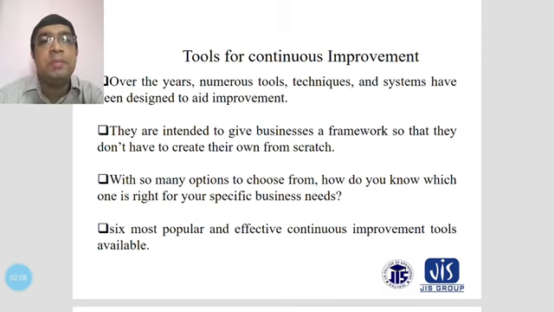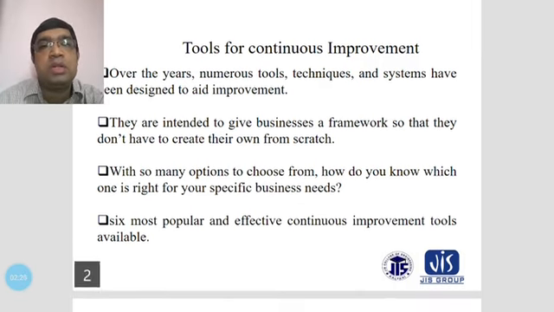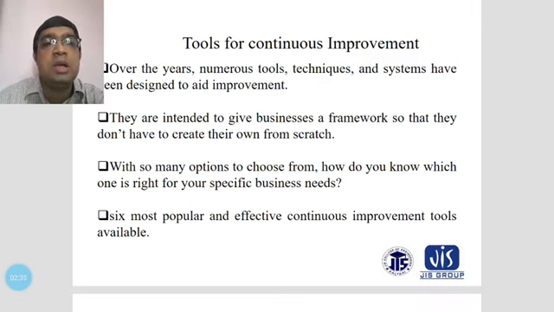Basically, you have to concentrate on your business and on improving your product quality, that is, the improvement of your business. Then you require the right information about which type of tools will be applied for your business needs. Another thing, we have to consider the six most popular and effective continuous improvement tools available in our markets and in our industry.